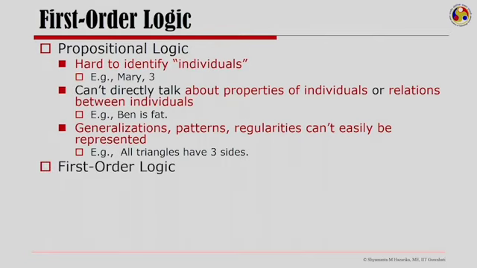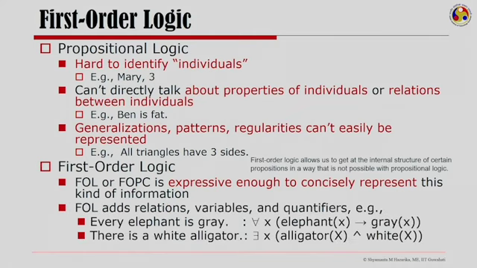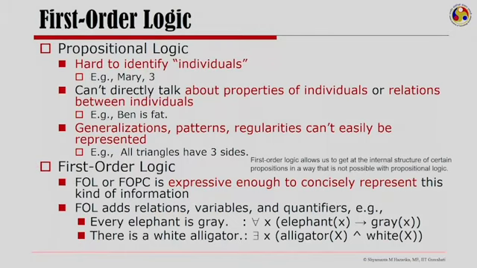First order logic, on the other hand, is expressive enough to concisely represent the kind of information that we are looking for. First order logic allows us to get to the internal structure of certain propositions in a way that is not possible with propositional logic. First order logic adds relations, variables, and quantifiers. So we could talk of things like every elephant is gray, or we could say there is a white alligator.